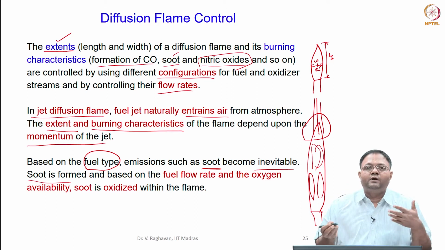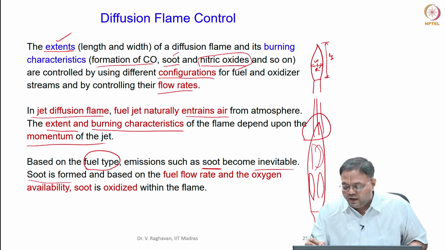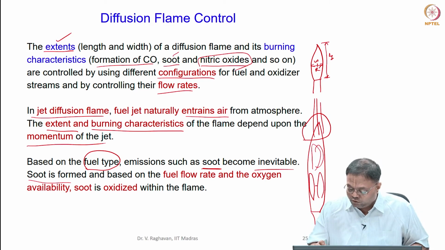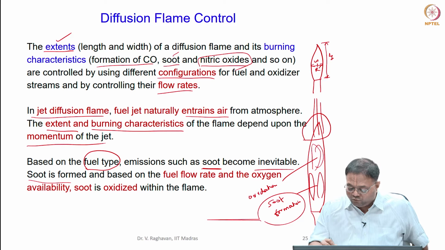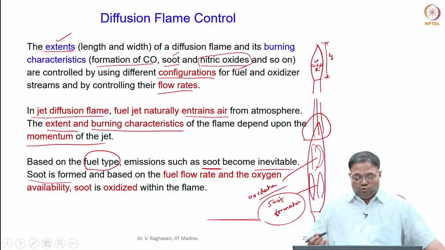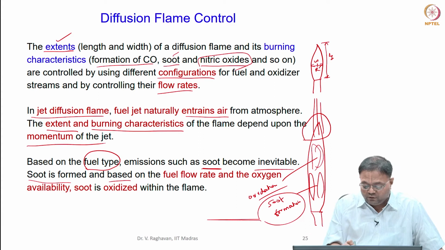Soot is nothing but a carbonaceous particle, small particles that have grown to some size, and they are not leaving here. So, if the soot is formed, and this is oxidation, when the soot is formed and oxidized within the flame, there is no issue, but that will not occur for all flow rates. So, it is actually based upon the fuel flow rate and oxygen availability.